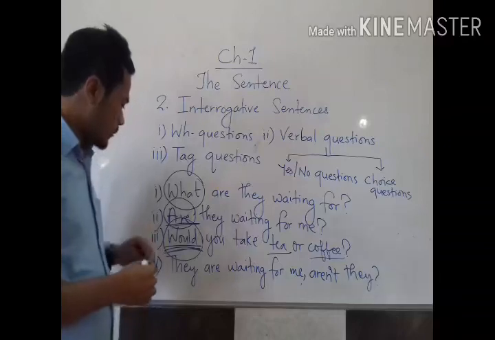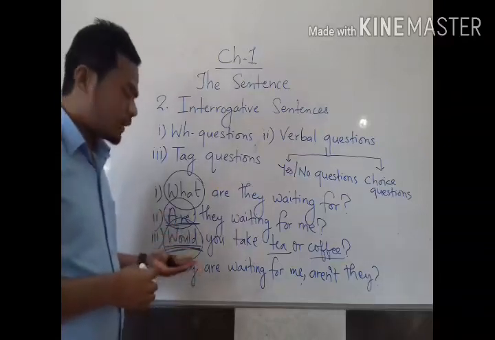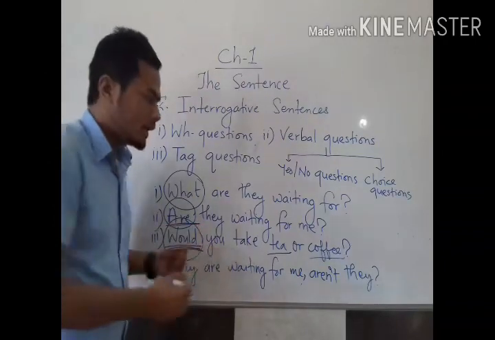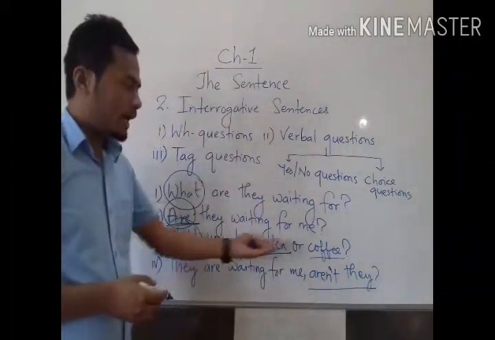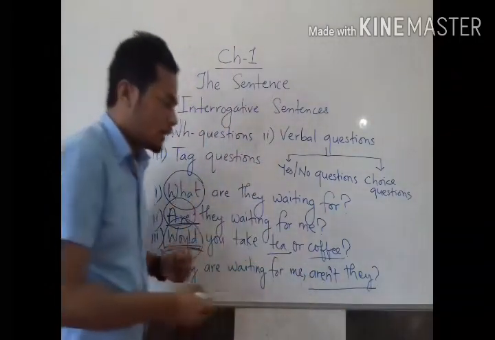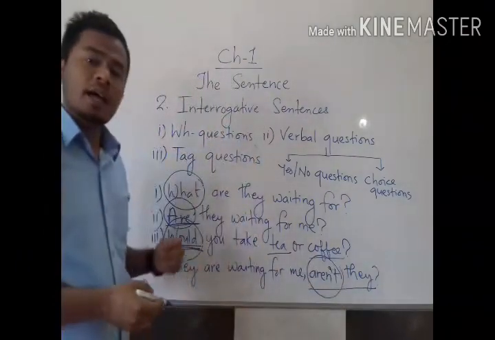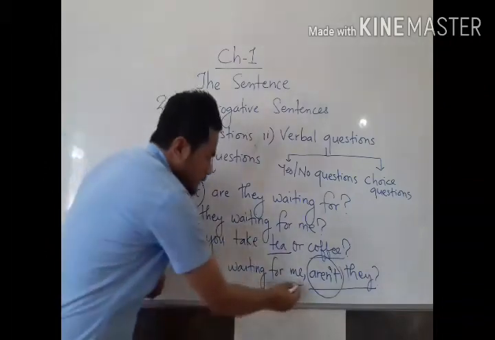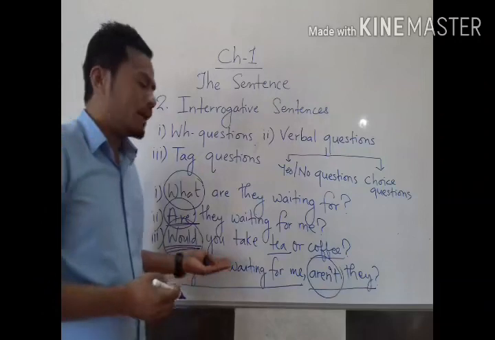Now come to the last example of an interrogative sentence, that is: they are waiting for me, aren't they? This is an example of a tag question. I have made the tag out of a helping verb and not. Why have I used not here? Because the statement given is a positive one. See here, they are waiting for me.